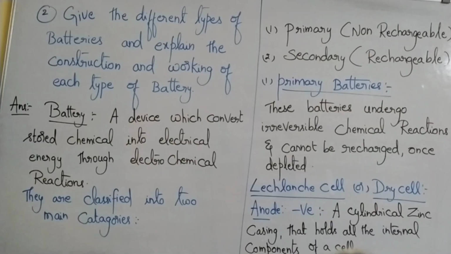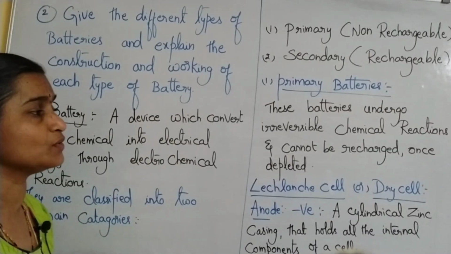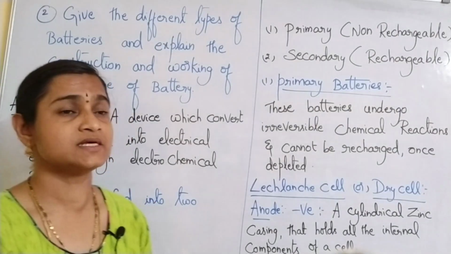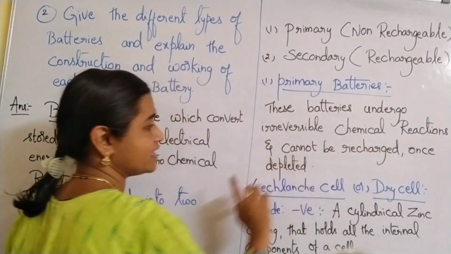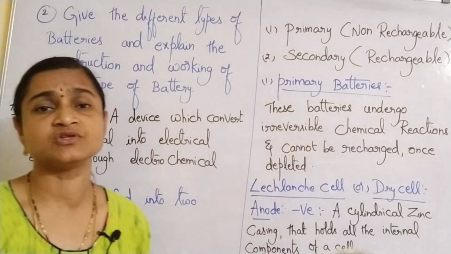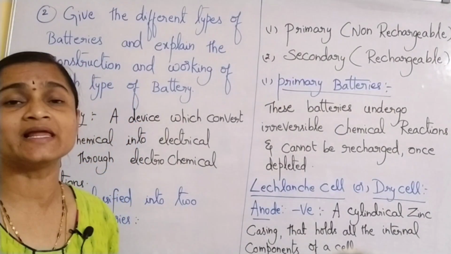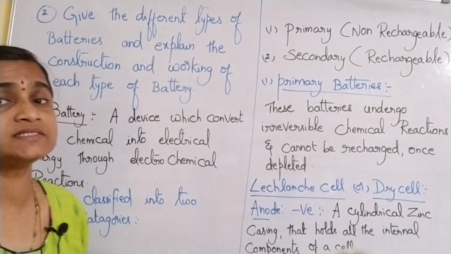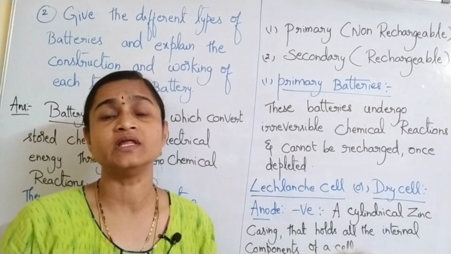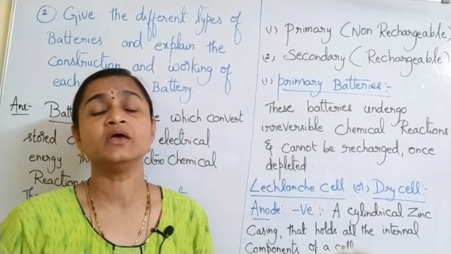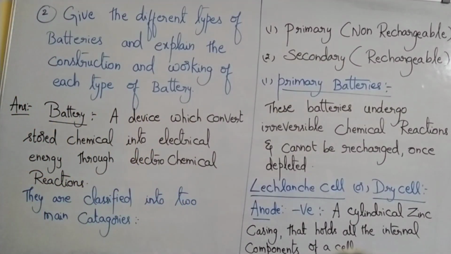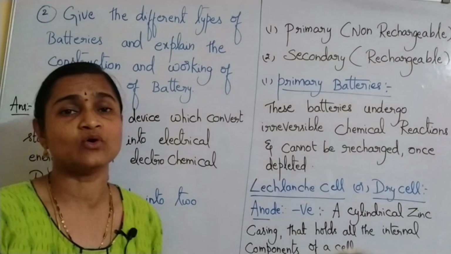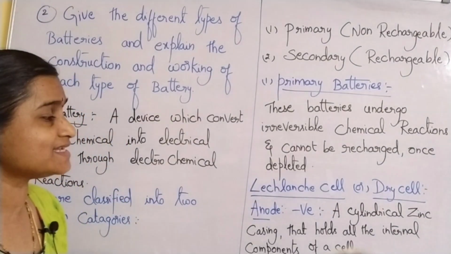So primary batteries undergo irreversible chemical reactions. Primary batteries will undergo irreversible chemical reactions and cannot be recharged once the stored chemical gets depleted. Once the chemical which is stored inside it gets depleted, you cannot recharge it. For example, Leclanche cell or dry cell. In this, what is cathode, what is anode, all that we have to write.